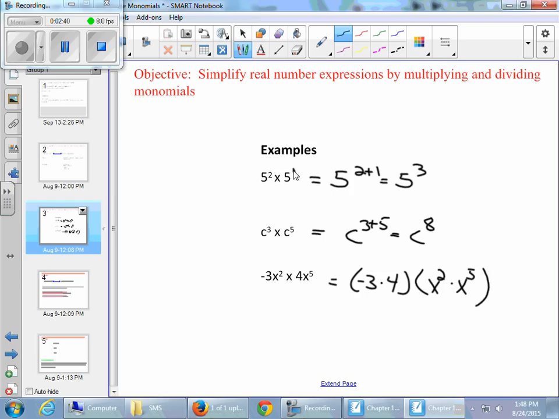And we're just going to multiply them out. So negative 3 times 4 gives us negative 12. And then we have our base here of x. We have a 2 and a 5. 2 plus 5 is 7. So our answer ends up being negative 12x to the 7th power.